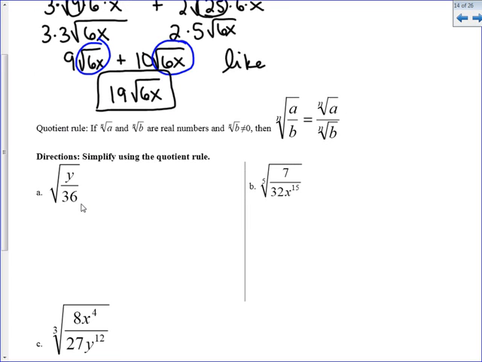So if I look at the first problem, it says simplify using the quotient rule. And I have one big square root. And I'm asked to simplify. So if I'm asked to simplify one big square root, I'm going to break that into two. One for the numerator, one for the denominator.